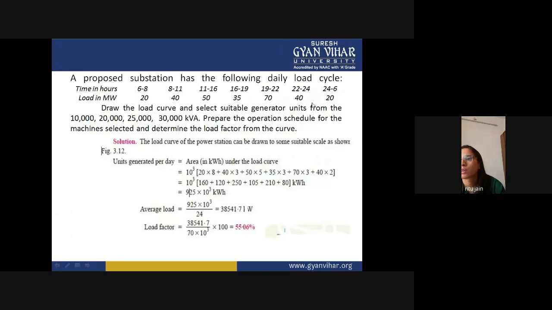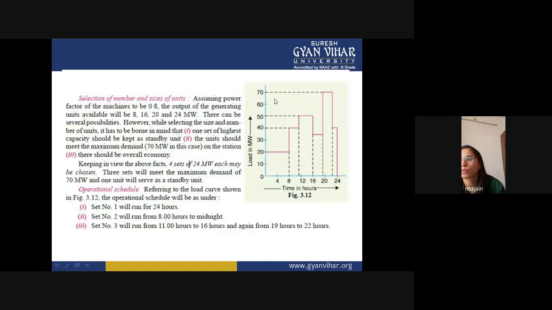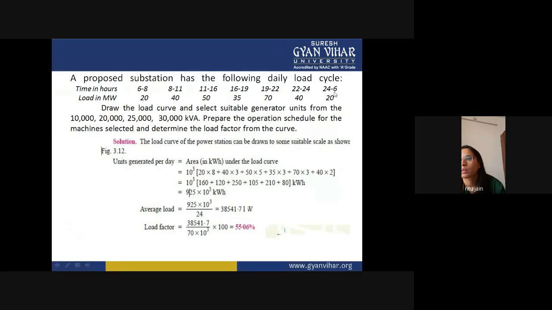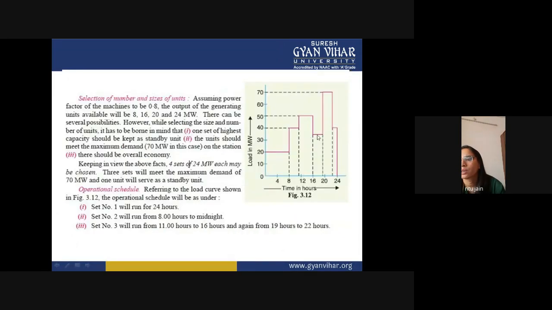Then from 19 to 22, from 7 p.m. to 10 p.m., you required 70 megawatt. So from 10 p.m. to the next hours you required 70 megawatt. Again it is getting down, so from 10 p.m. to 12 midnight you required 40 megawatt. So this is your load curve.